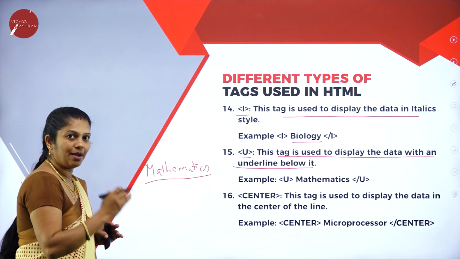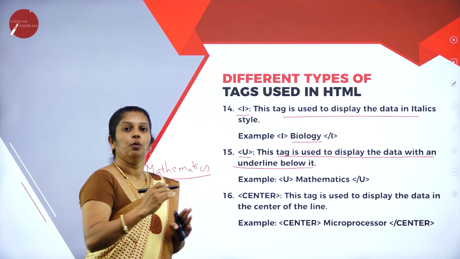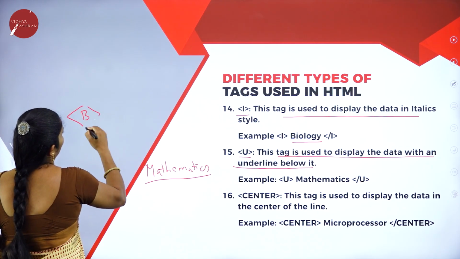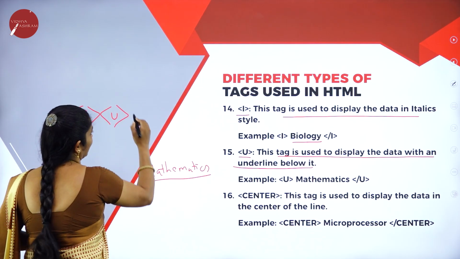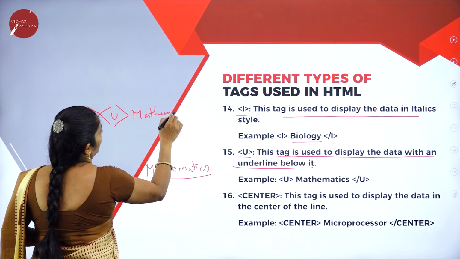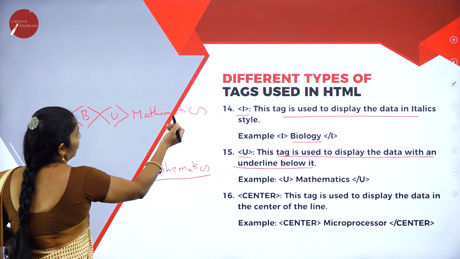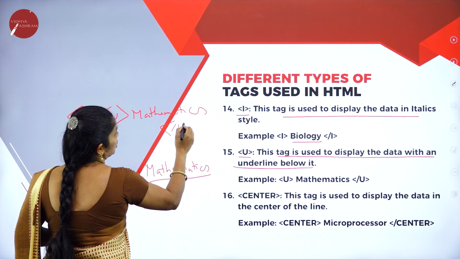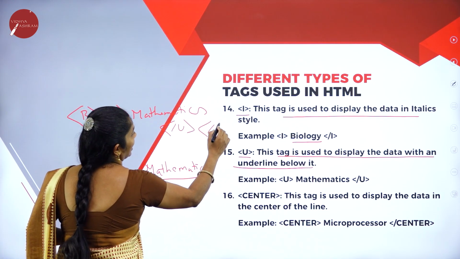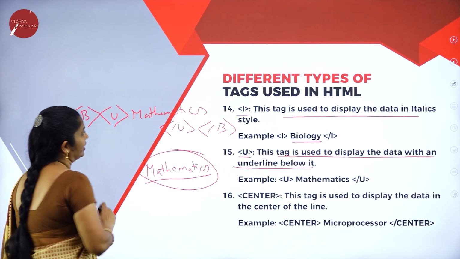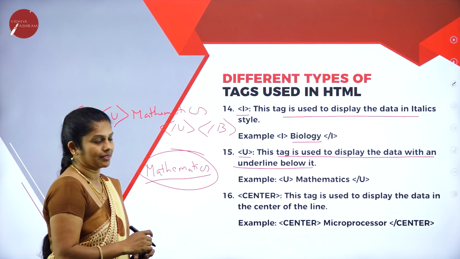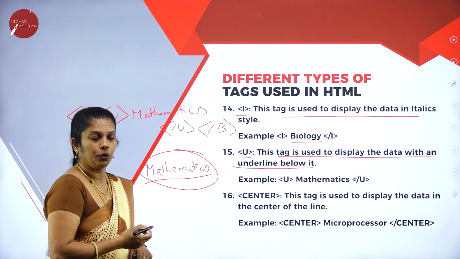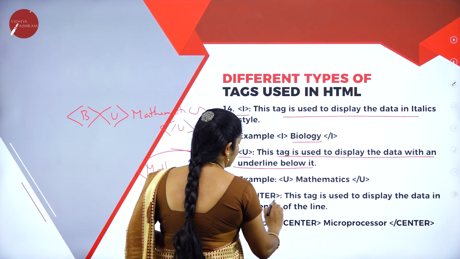For example, for the same text, I want to display in bold style with an underline. Then how to write here? For example, B tag. I want underline U tag. For which text? Mathematics. Then whichever recent tag you opened, that you have to close. Then here we have opened U tag, then close U tag, then afterwards close B tag. Then this mathematics will display in bold style with an underline here. It means that more than one tag we can combine at the same time, and we can use here.